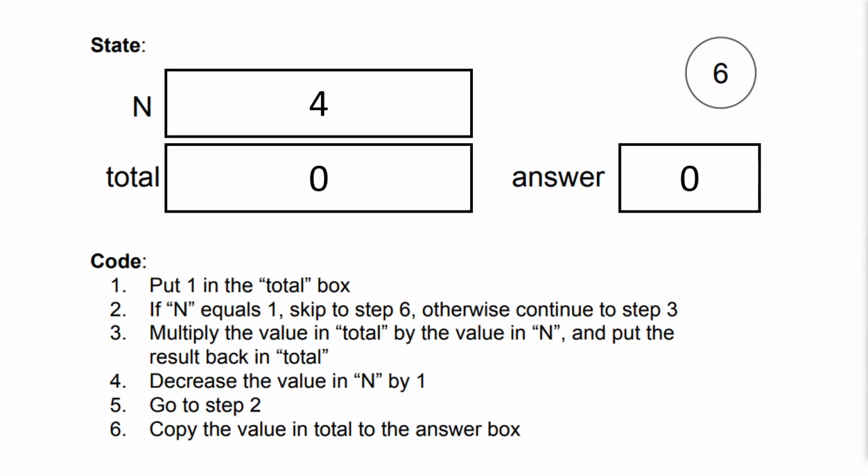All right, I'm just going to walk through this. So put 1 in the total box. Let me click over here. I'm going to put a 1 in there. If n equals 1, it does not, it's 4. If n equals 1, skip. Otherwise, continue to step 3.